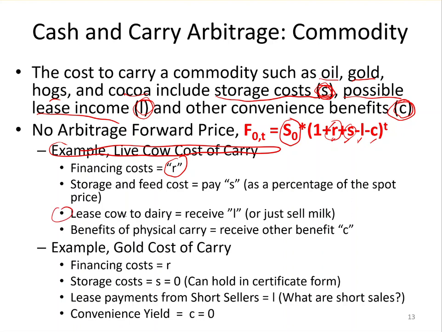Then maybe I could lease the cow to a dairy for the milk. You can think about the milk being little dividend payments being squirted out. So that's going to be my lease payment. And then I can also compute that there's some convenience yield. I kind of like having the cows around or something like that, or maybe I can get access to them earlier than the forward contract might specify. So that would be it.